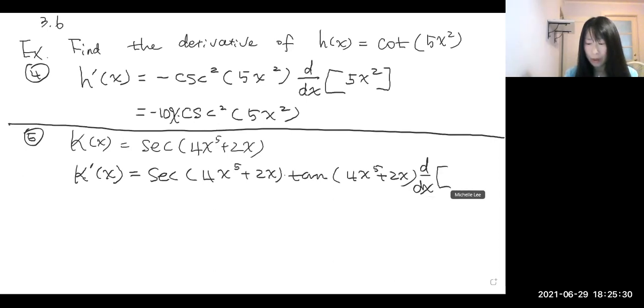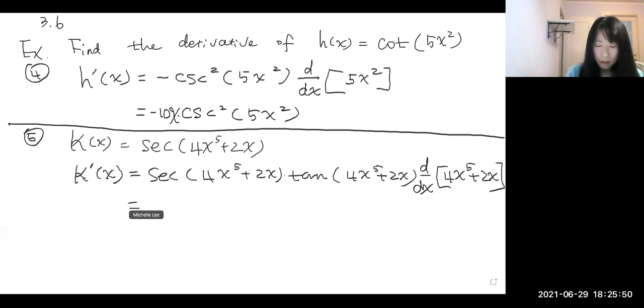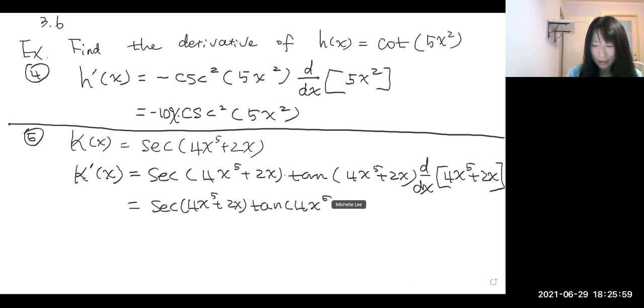So we do d over dx, which means derivative with respect to x, since we only learn one variable right now. So 4x to the 5th power plus 2x. Okay. I have time today, so let me write it down. And what's the derivative of 4x to the 5th power plus 2x? 20x to the 4th power plus 2.